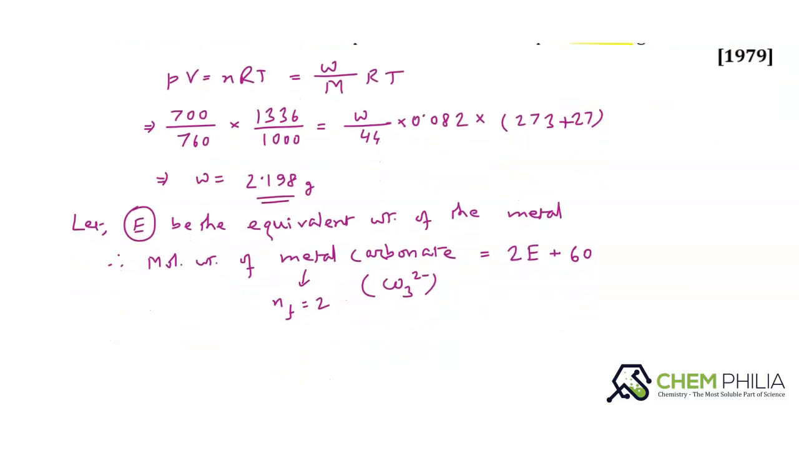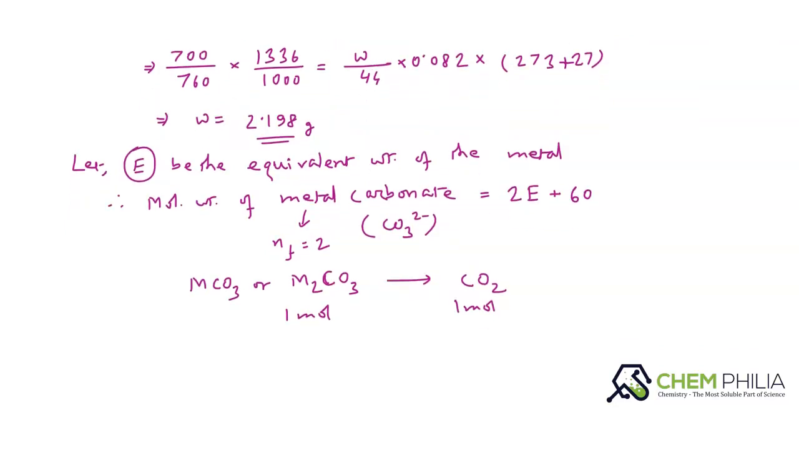Clear? Now if we look into the reaction, the metal carbonate may be MCO3 or M2CO3. But whatever be the metal carbonate, it produces CO2. And you can see 1 mole of the carbonate gives 1 mole of CO2. It means the number of moles of the carbonate and carbon dioxide are same. The number of moles of these two things are same. So number of moles of MC, means metal carbonate, is equal to number of moles of CO2.